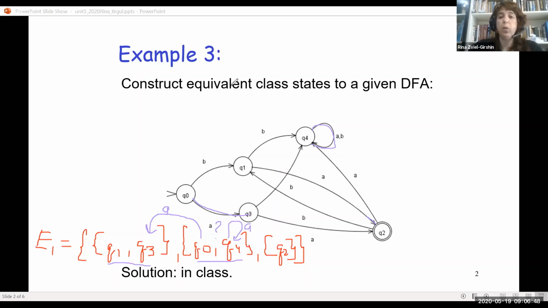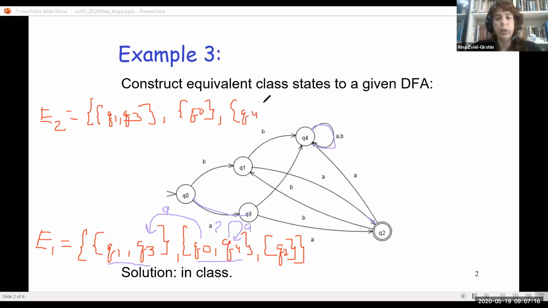So what I need is only to rewrite the definition. So E2 will be Q1 and Q3 are still together. Q1, Q3. I managed to separate Q0 from Q4. So Q0 is now a separate class and Q4 is an additional class. And we also had Q2. Okay, I can't stop right now.